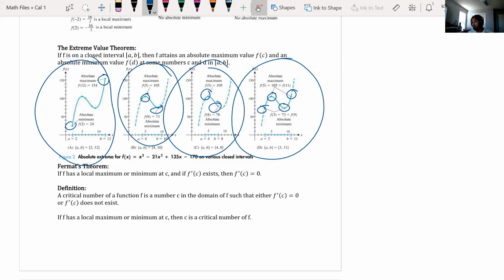So what this is saying is that on a closed interval, whether you have a closed interval or not, you can have multiple absolute maximums or absolute minimums. And that also goes for local maximums and local minimums.